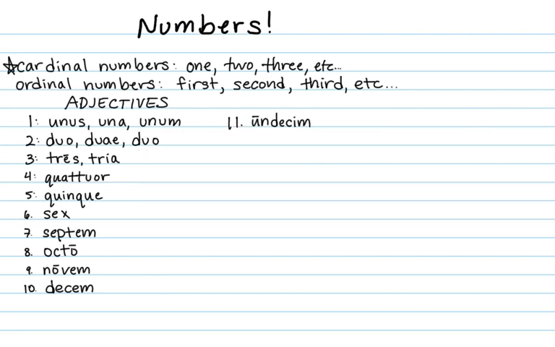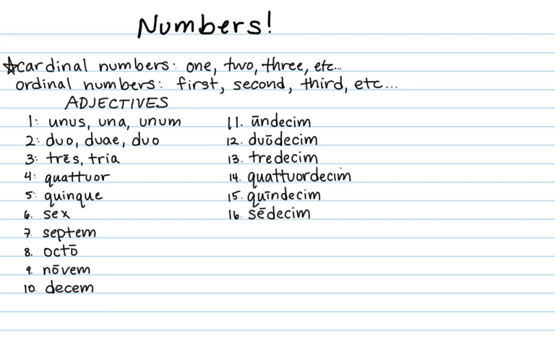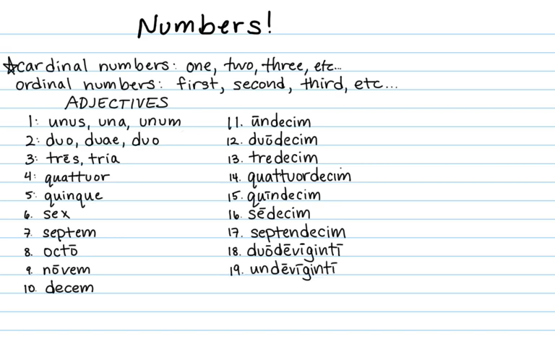Once we get to 11, as in many languages, you say 1 and 10: undecim, duodecim, tredecim, quattuordecim, quindecim, sedecim, notice the X has disappeared, septendecim, notice that M has turned into an N. And then once we get to 18, we start doing 20 minus. So we have duodeviginti, which is 2 less than 20. 19 is undeviginti, which is 1 less than 20. And 20 is viginti, if you hadn't guessed.